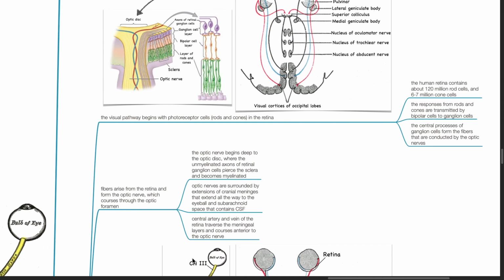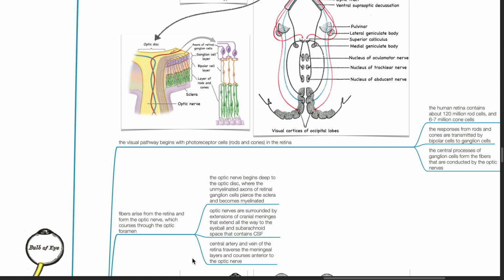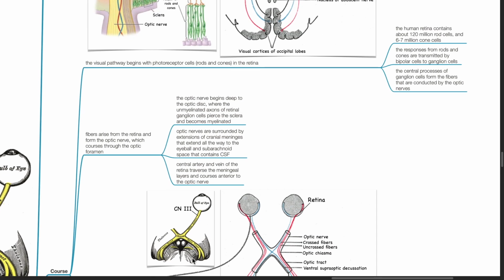Fibers arise from the retina and form the optic nerve, which courses through the optic foramen. The optic nerve begins deep to the optic disc, where the unmyelinated axons of retinal ganglion cells pierce the sclera and become myelinated. Optic nerves are surrounded by extensions of cranial meninges that extend all the way to the eyeball, and a subarachnoid space that contains CSF.